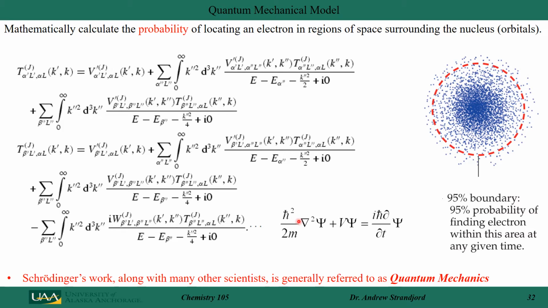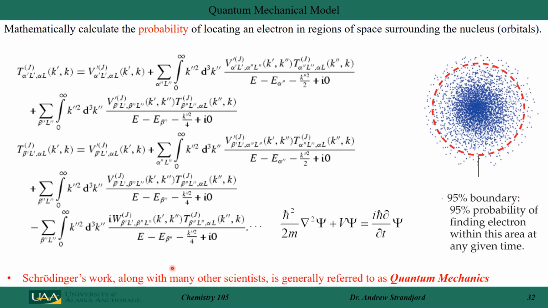So if I take all this math, it says that the electron is most likely located right here, and it's a little less likely as I move away from the nucleus to be located out here. Scientists then came up with what they call the 95% boundary, where it's 95% probable that the electron is somewhere within this sphere, and let's call that the orbit now.